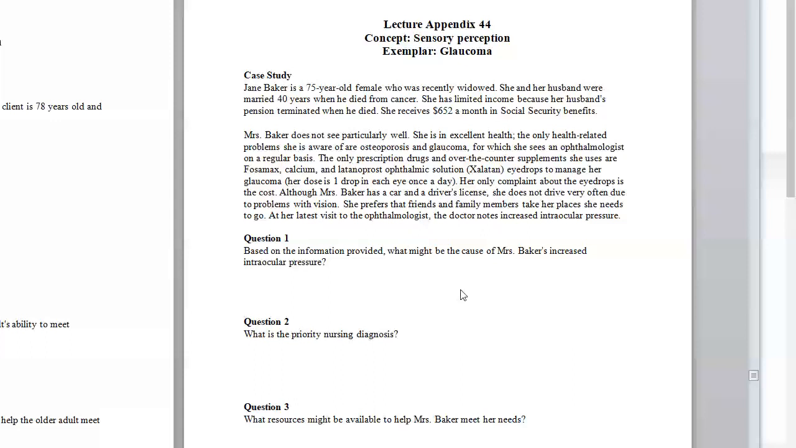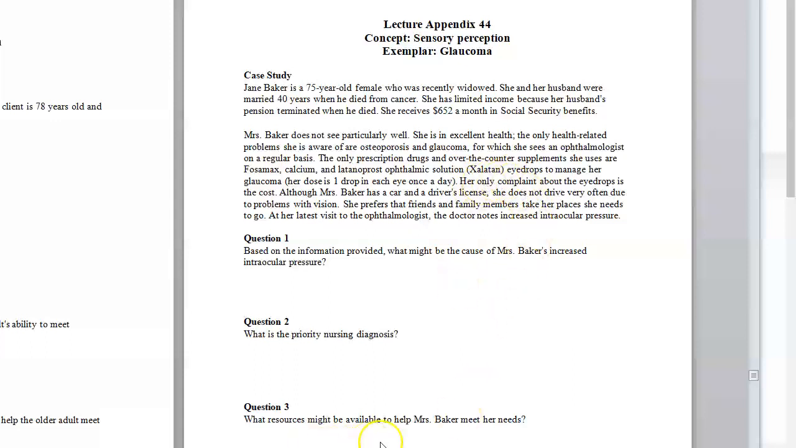What is the priority nursing diagnosis? You guys can kind of come up with those. Definitely, she's got financial issues. Her sight is poor. She's kind of lost somewhat of her independence as well, because now she has to depend on family and friends to drive her around, even though she has a driver's license and a car.